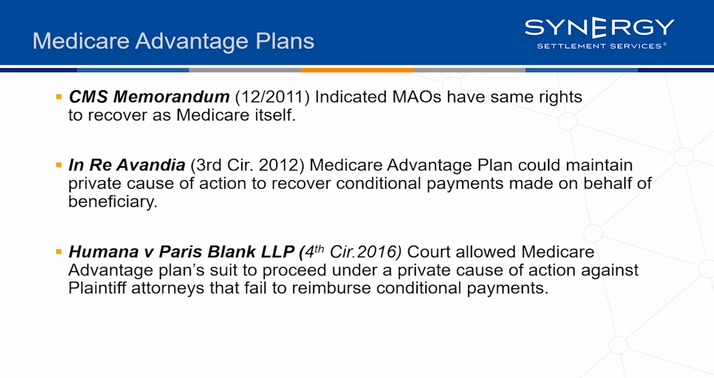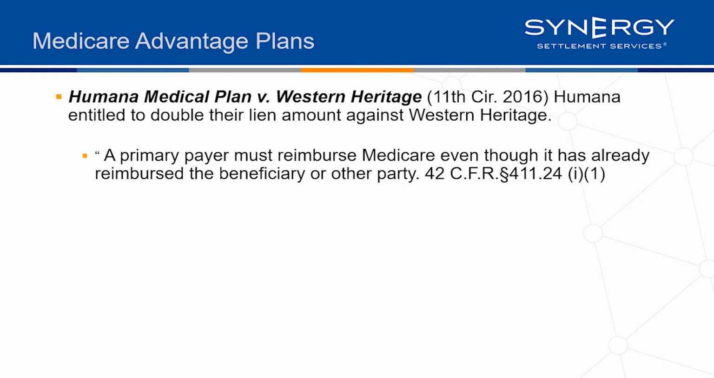There was also a case in 2016 where Humana sued a plaintiff's attorney for failure to reimburse conditional payments. The court in the Fourth Circuit allowed the Medicare Advantage plan's suit to proceed in 2016. There is also the case of Humana Medical Plan versus Western Heritage, which was decided by the 11th Circuit in 2016. This case indicated that Humana was entitled to double their lien amount against Western Heritage.